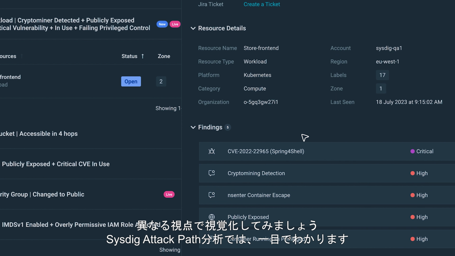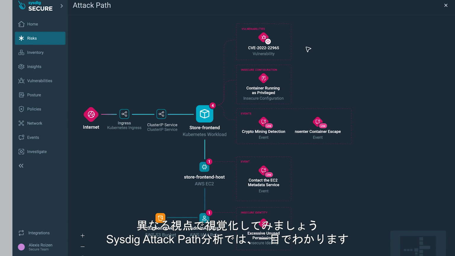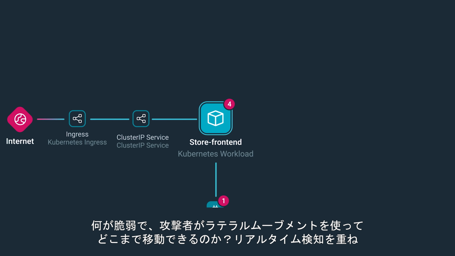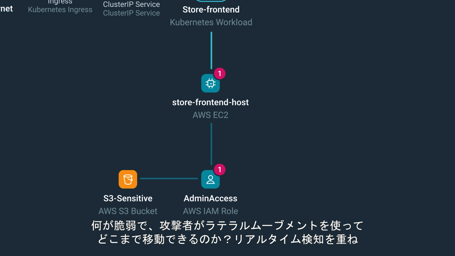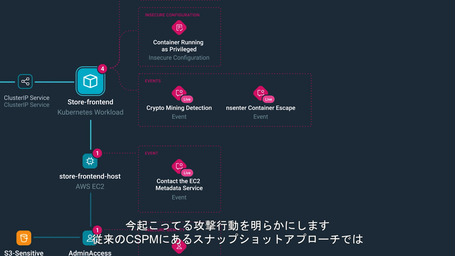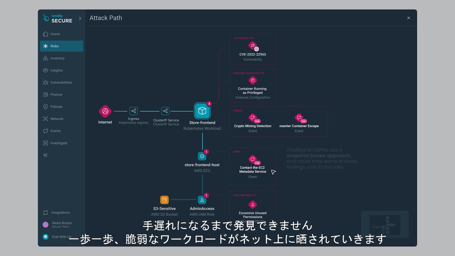But let's visualize this in another dimension, the new Sysdig attack path analysis. At a glance, we can see what is vulnerable, how far an attacker can move using lateral movement, and layering on real-time detections to reveal active attack behavior. Unlike traditional CSPMs using a snapshot-based approach that won't catch this until it's too late.